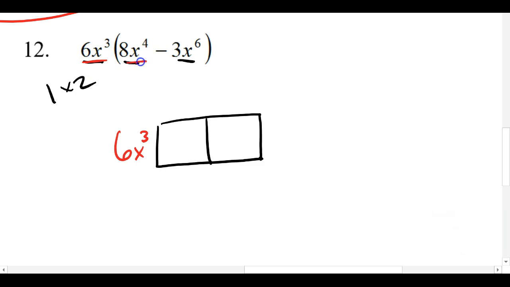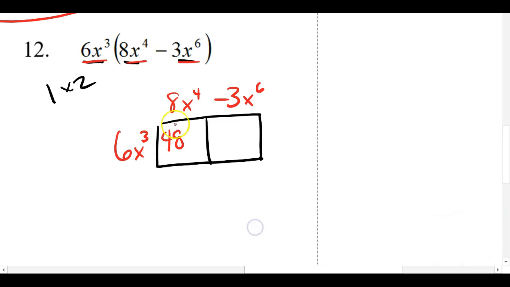And then for the other binomial, you're going to put the 8x to the 4th on top, and then negative 3x to the 6th here. Now, again, focus on the numbers first. 6 times 8. Then we'll do the exponents. Then, let's look at the x's. Well, I have a 3 here, and a 4 here, and when we multiply, remember that we add the exponents. So now it's x to the 7th.